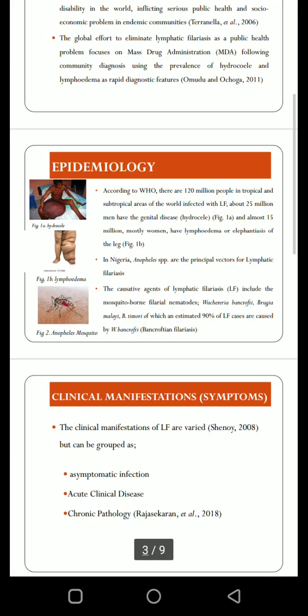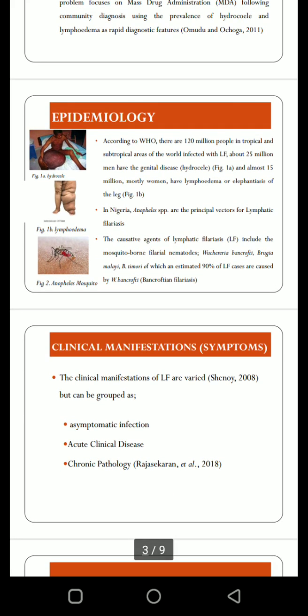Now let us take a look at how it is being spread, that is the epidemiology. According to the World Health Organization, there are 120 million people in tropical and subtropical areas of the world affected with lymphatic filariasis. About 25 million men have the genital disease, as clearly shown in the picture here, the hydrocele. And about 15 million, mostly women, have lymphedema, or swelling of the leg, as also shown in the picture, for those who do not know.